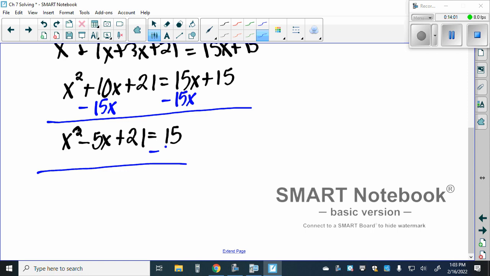Last but not least, we need to subtract 15 from both sides to get this equal to 0. Whenever we have a quadratic or a higher degree polynomial function, so whenever we have a variable with an exponent 2 or greater, we're going to need to get it equal to 0. Now we need to solve this here, yes?